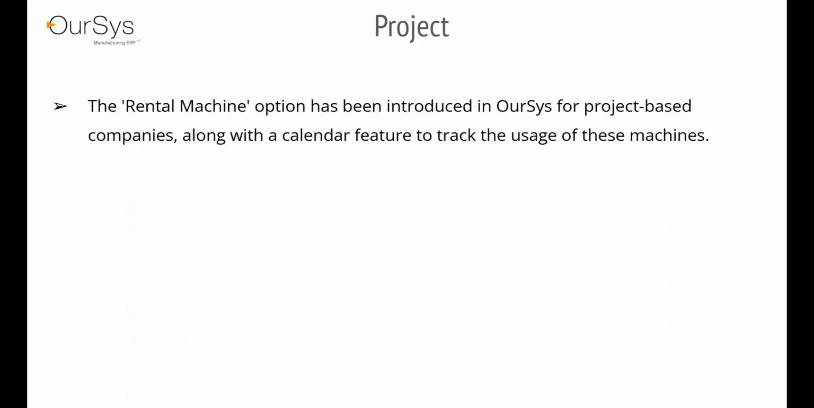The rental machine option has now been introduced in OurSys for project-based companies, along with a calendar feature to track the usage of these machines. So OurSys now has a feature where we have introduced an option called rental machine in the machine master. This feature is for companies that use their machines at places like construction sites. It also allows users to keep a calendar to track when each machine is being used and where it has been used, making it easier to schedule and ensure the machines are available when they are needed the most.